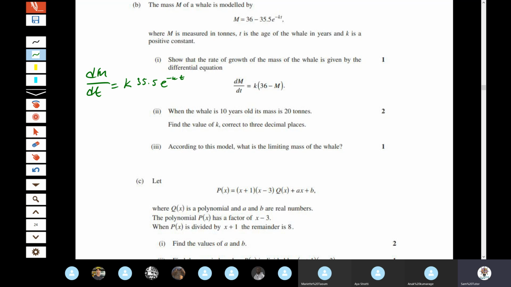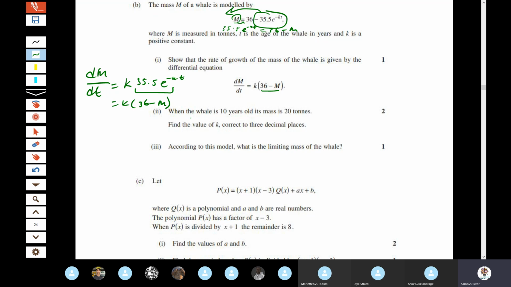The reason why I did it this time is because I can see the answer. It says positive k, and then it says 36 take away m. Can you see if I brought this guy over to this side, that gives me positive 35.5 e negative kt, and then you would bring the m to this side, and you will be left with 36 take away m. Exactly as needed. This guy is 36 take away m, so equals k(36 minus m).